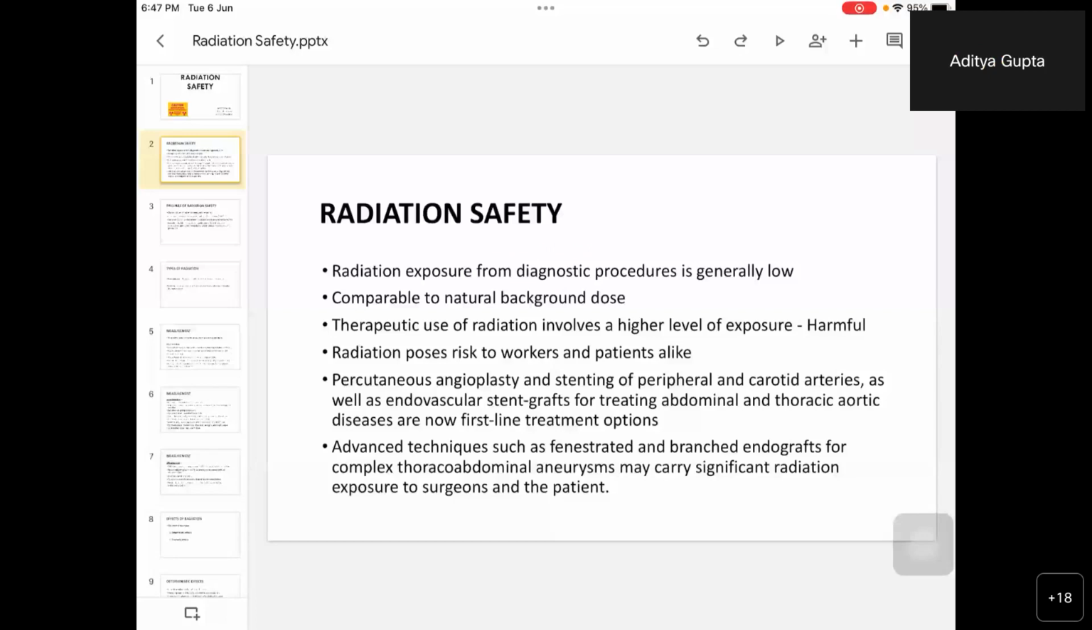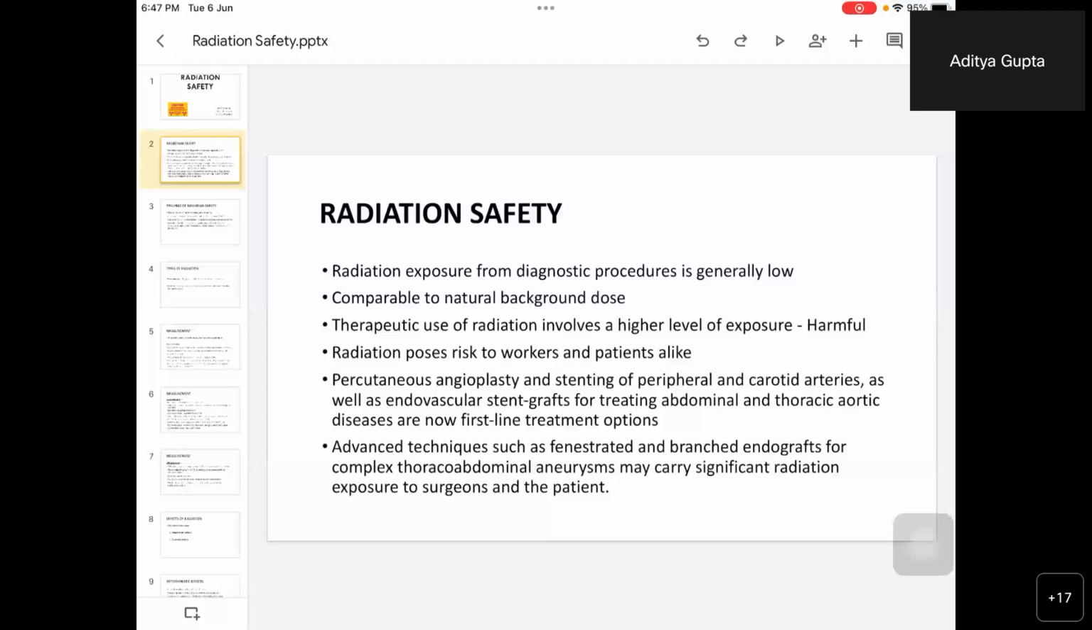So radiation exposure for diagnostic procedures is generally very low, which is comparable to the natural background dose. But the therapeutic dose of radiation involves a higher level of exposure, which is harmful for human beings. So radiation poses risk to the workers as well as the patients.